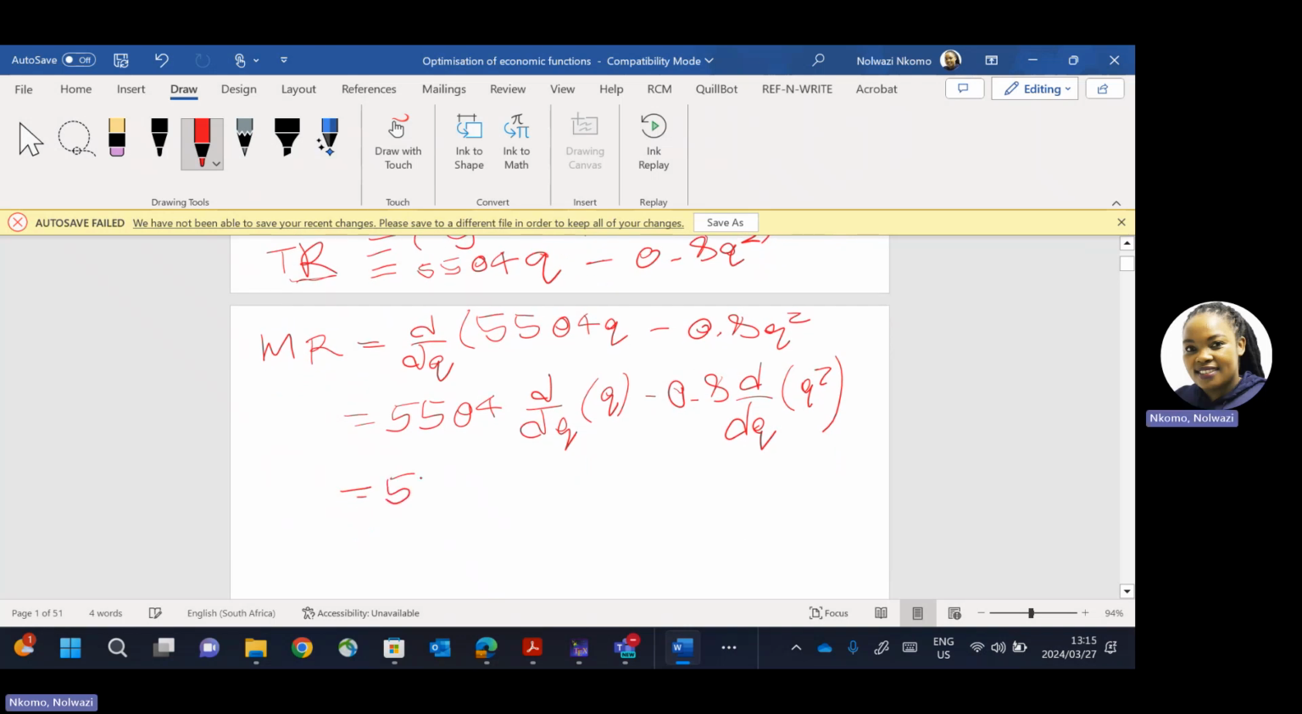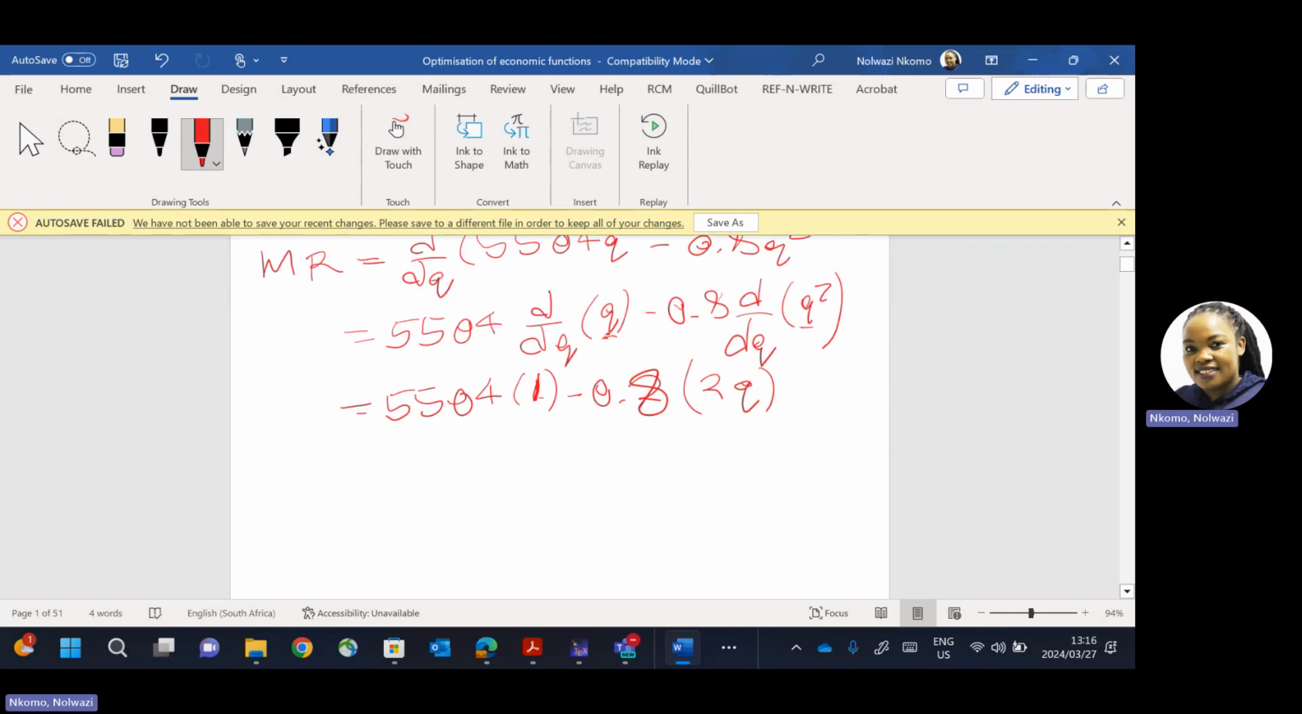We'll have 5504 times 1, because the derivative of q is 1. Then we have minus 0.8 times the derivative of q squared, which is 2q. Okay, if you simplify this, it will be 5504 minus 1.6q, and this is your marginal revenue, right? This is your marginal revenue.